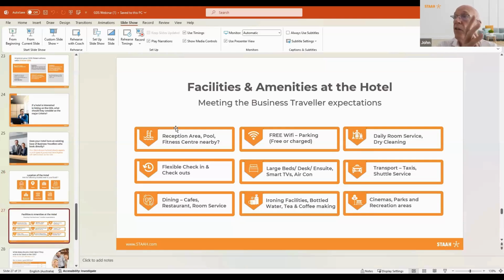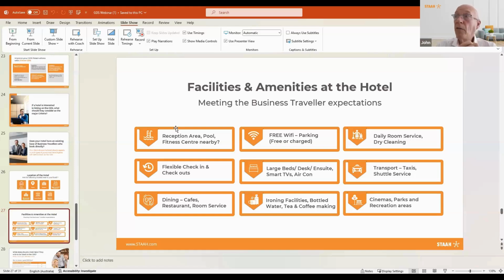The facilities and amenities at the hotel are an important criteria for the travel agent and the business traveler. Do you have, and you don't have to have all of these, but it's a good idea if you've got at least several of them. A reception area, pool, fitness center nearby. Do you offer free Wi-Fi and parking?